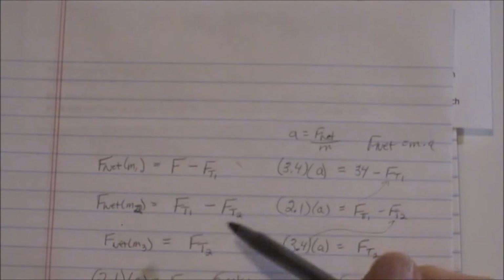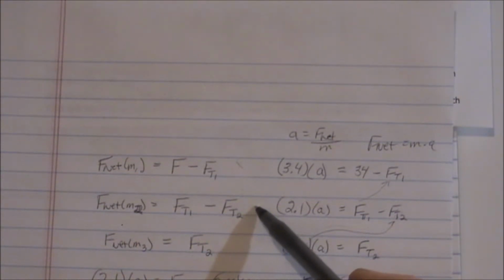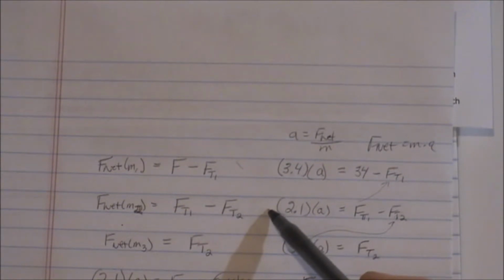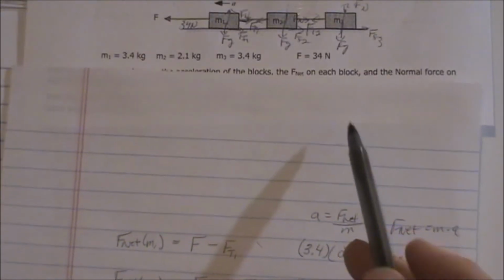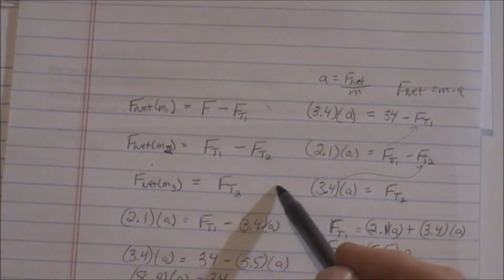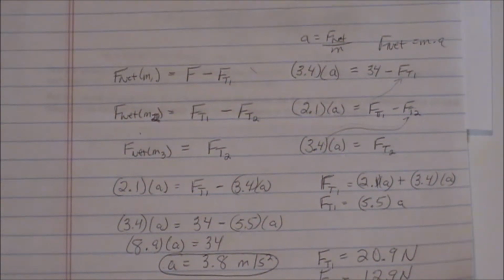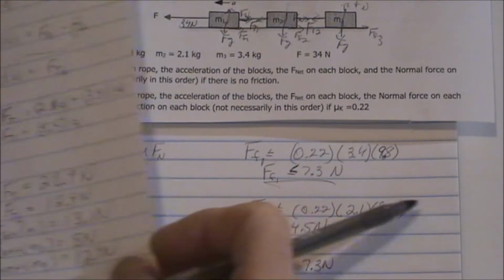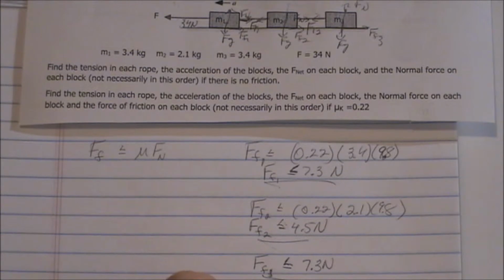On the second object, same sort of thing. We have the tension 1 pulling forward, tension 2 pulling backward, minus FF2, the force of friction on the second one. And on the third one, we have the second tension force pulling forward and the force of friction pulling back. So we'll have this minus FF3. It makes our equations a little bit longer.